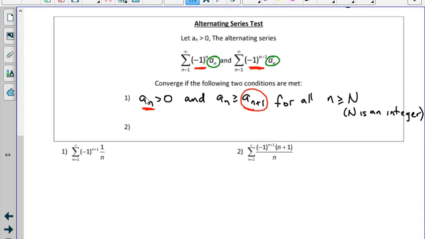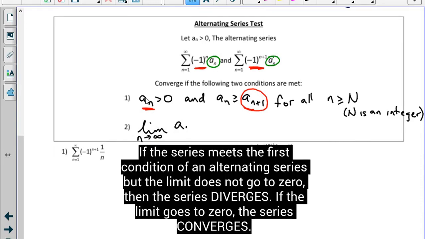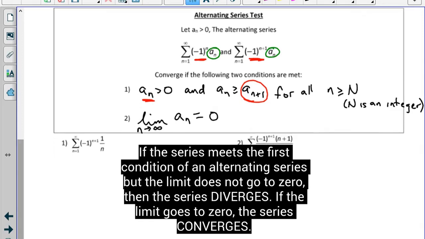So that's condition 1. Then condition 2 is that the limit as n approaches infinity of the successive terms is equal to 0. So let's do some examples. Example 1.